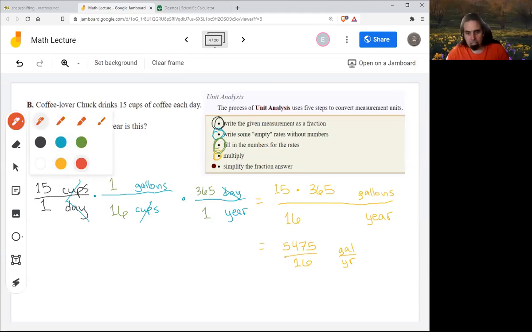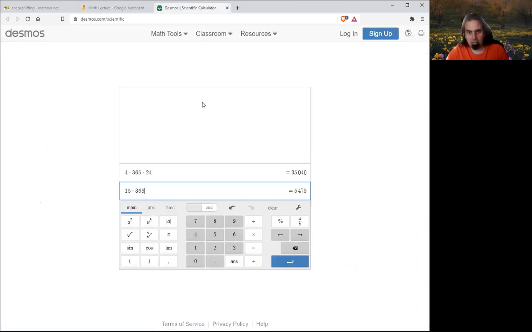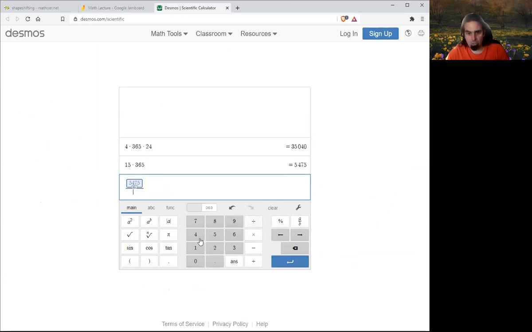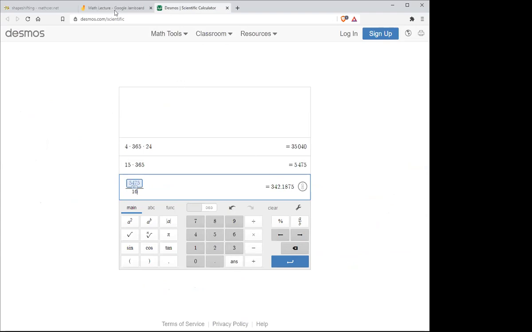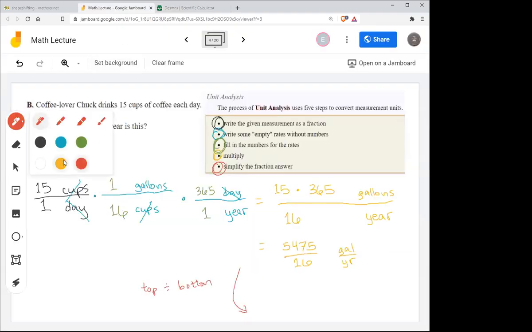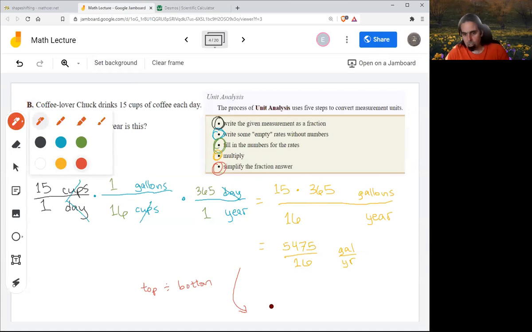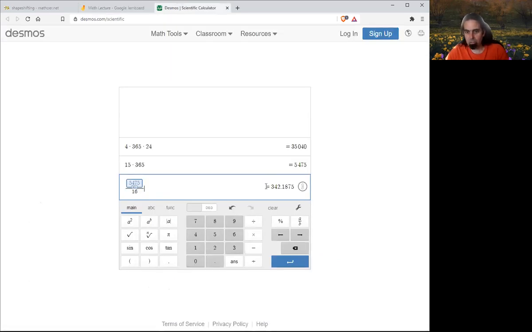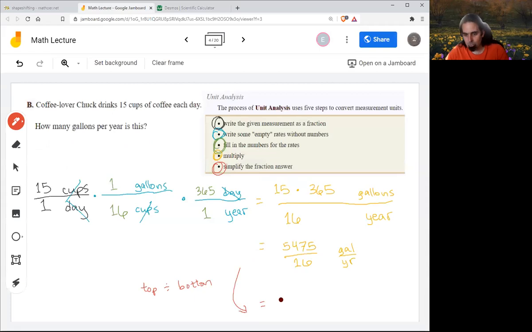And then at the very last step, top divided by bottom. So 5,475 divided by 16 is 342.2. This is certainly not a realistic problem. So if you wanted to round it to like 340 or something, you could, but 342 seems reasonable. 342 gallons per year.